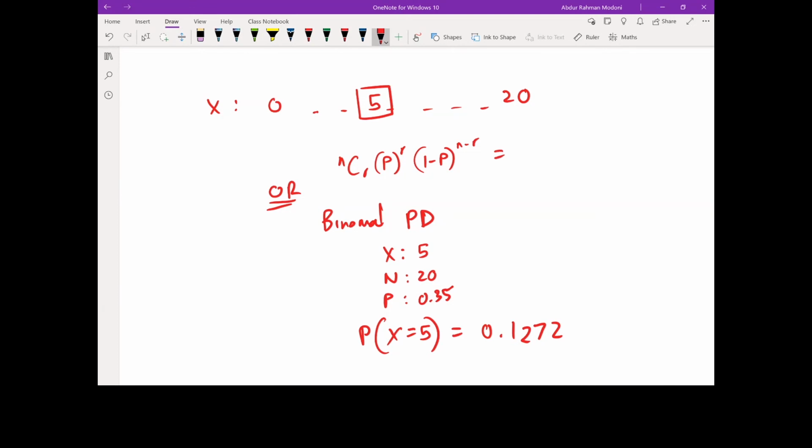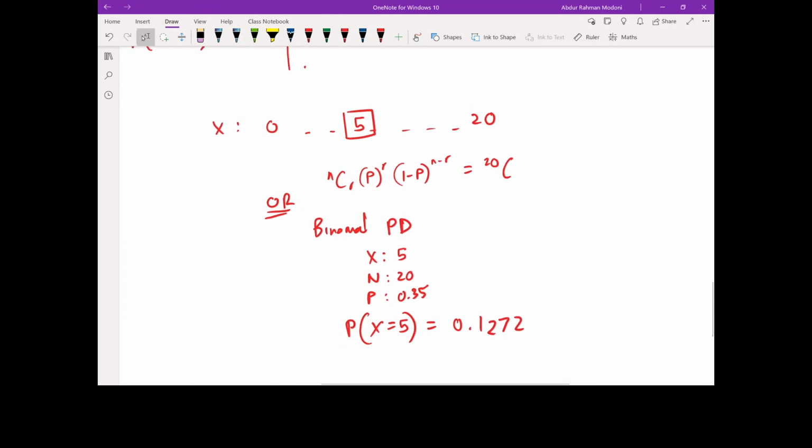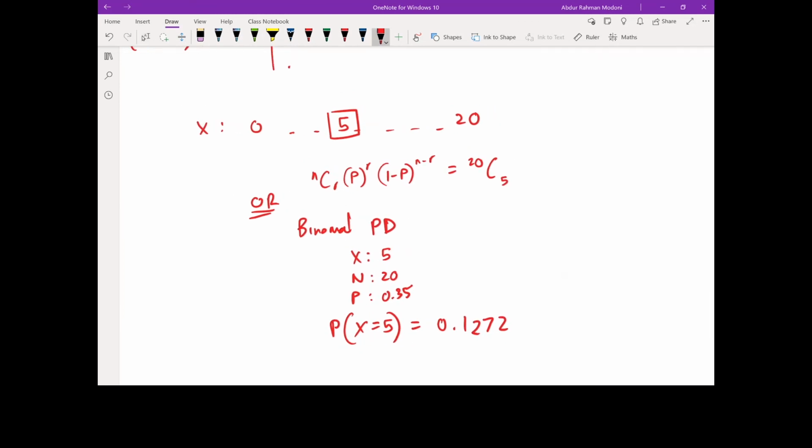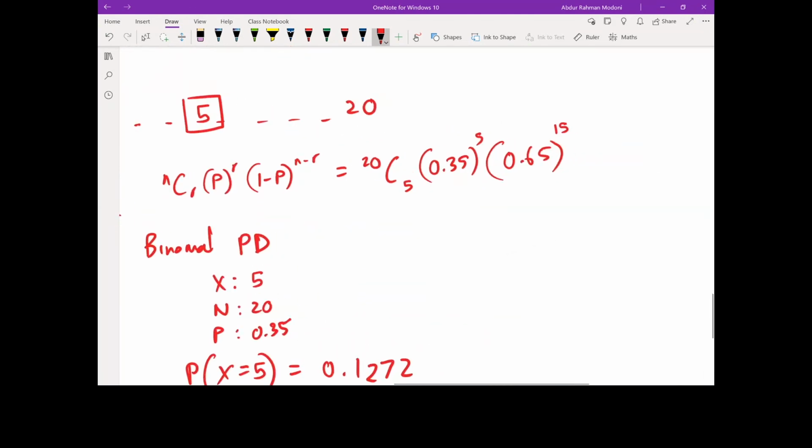If I did it using the manual way, it would be 20C5, because we want it to be successful only 5 times. Probability of success is 0.35, to the power of 5, times 0.65, the probability of failure, i.e. 1 minus 0.35, to the power of 15, because we want it to fail 15 times and be successful 5 times. The 5 and the 15 should add up to 20. Okay, as you can see there, if you did that calculation, it would give you exactly the same thing, 0.1272. Okay.